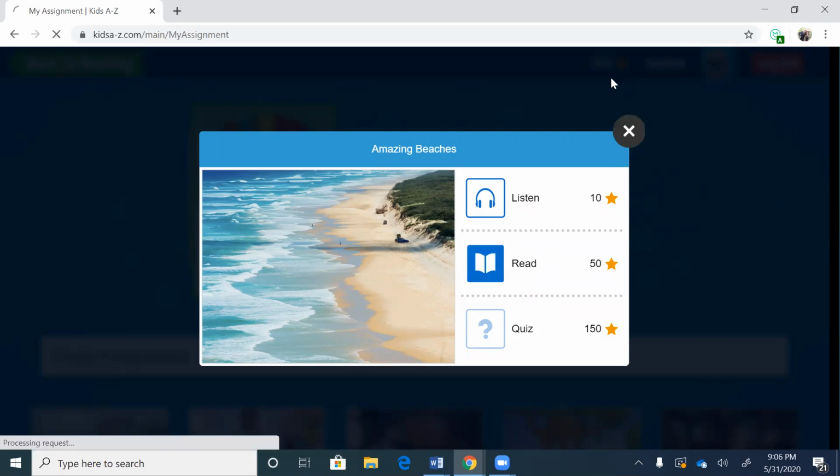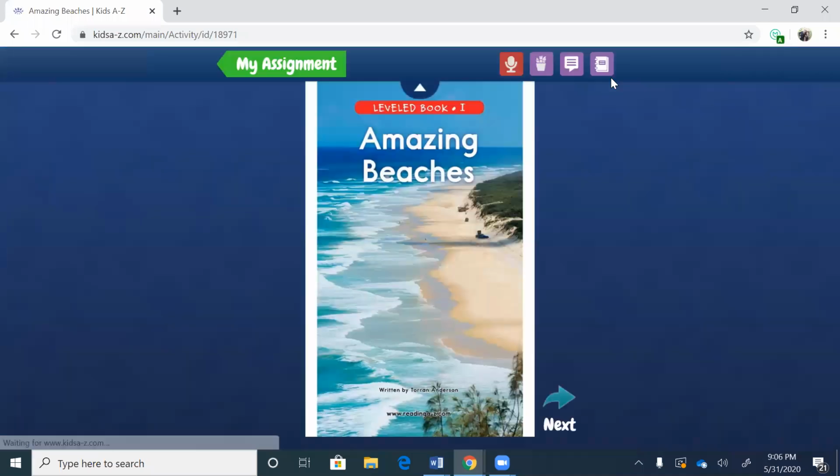Well, in this book here is an informational text. So that means it's nonfiction, and our learning goal is going to be to describe what makes these beaches so amazing. What's the difference between the beaches? They're not all going to be the same. All right, here we go.